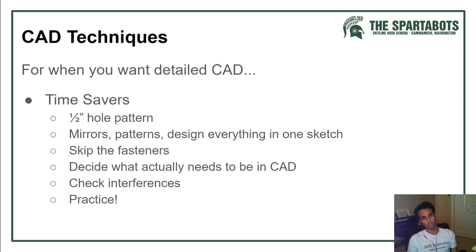For when you want really detailed CADs, a couple time savers are using half-inch hole patterns. What this does is it allows you to mount gussets really quickly. You don't have to worry about extruding different holes everywhere. You already have your holes extruded, so you just place your gussets onto those holes from the hole pattern.